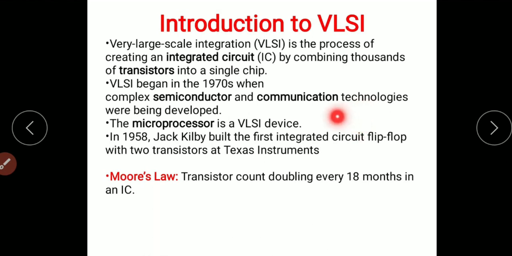Depending upon the number of transistors on an IC, they are categorized into small scale integration, medium scale integration, large scale integration and very large scale integration. According to Moore's law, the number of transistors on an IC will be doubled every 18 months. This is called Moore's law.